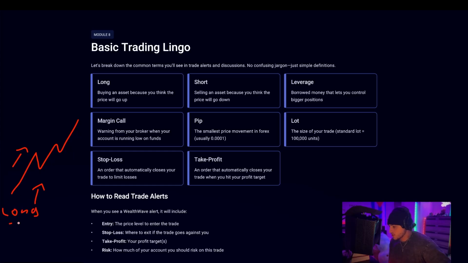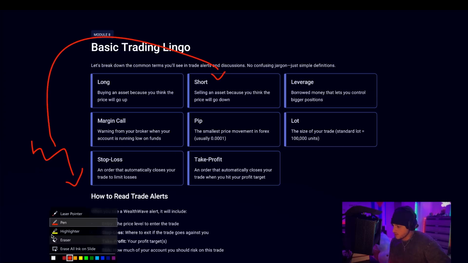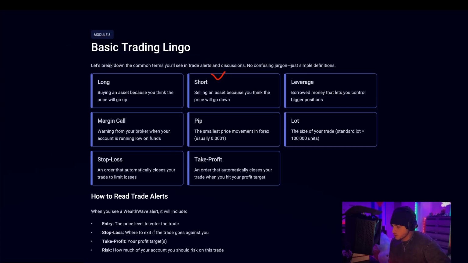Take a moment to appreciate my handwriting on my keyboard. Now, if long means going up, then you can already guess that short means going down, right? So long means going up, short means going down. Short is selling an asset because you think the price will go down. What you're doing is selling it at the moment for the price that it's at, and then if it goes down, it's worth less. You buy it back for a lesser price, you make money.